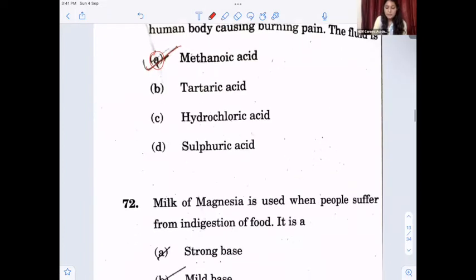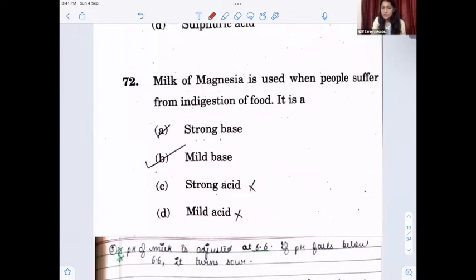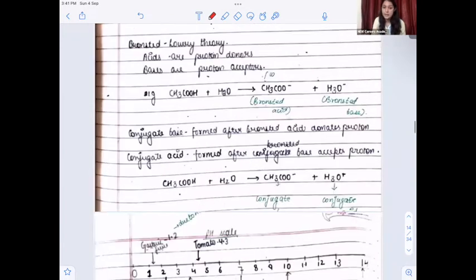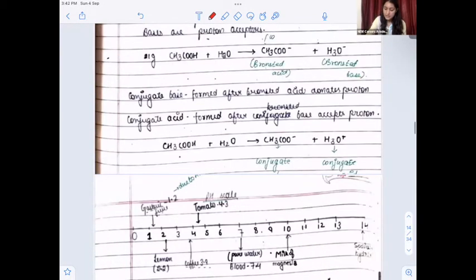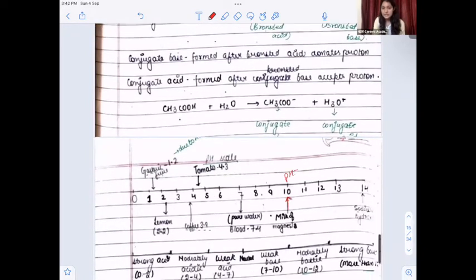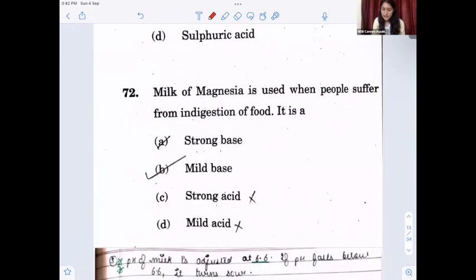Next question. Milk of magnesia is used when people suffer from indigestion of food. We know that milk of magnesia is a base, but what kind of base? Strong base, mild base, or alkali. So see, pH of milk of magnesia is 10. pH 10 means base is weak. So it's a weak base. This range, 7 to 10 range of pH, is weak base. So answer is, it's a mild base. Right. Option B is correct answer.